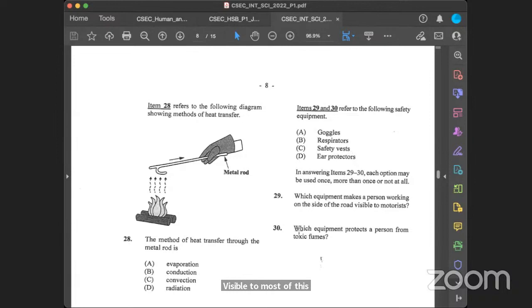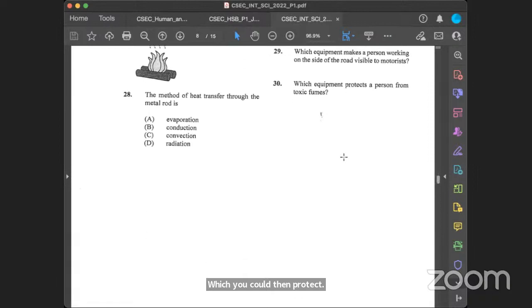Okay. Which equipment protects against fumes? 30 is B. Respirators. Good.